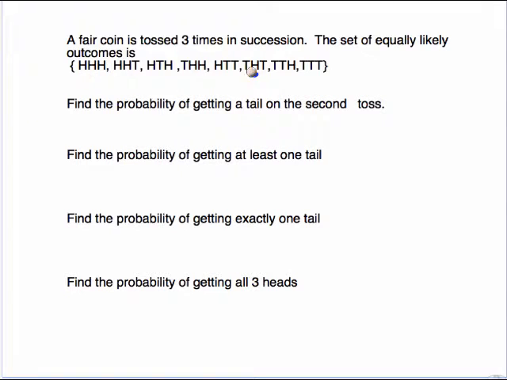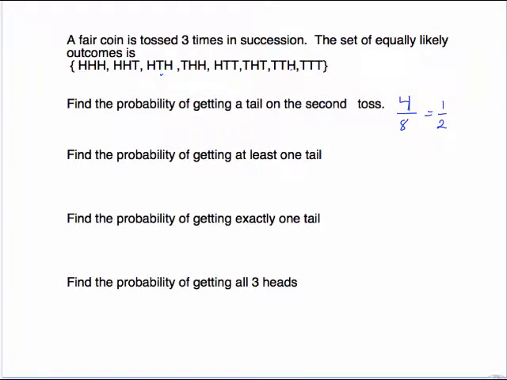Now, let's find the probability of getting a tail on the second toss. All we care about is what happened on the second toss. So, did I get a tail on the second toss here? No, no, yes, no, yes, no, yes, yes. So that is 4 out of 8, which reduces to 1/2.